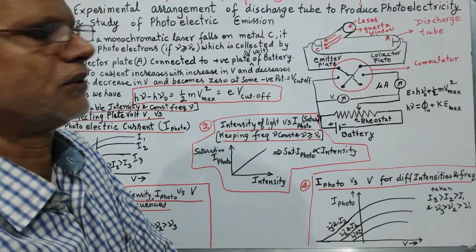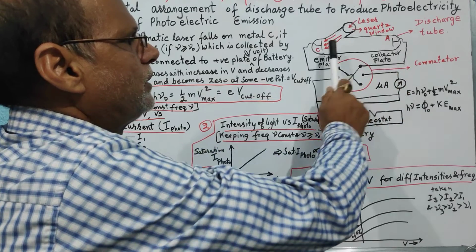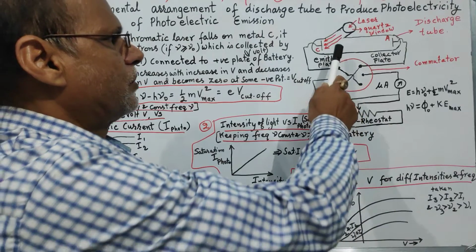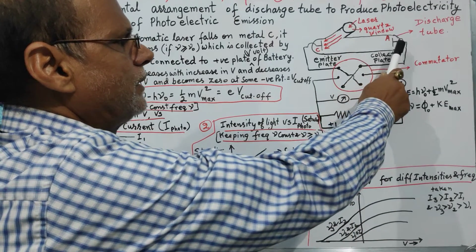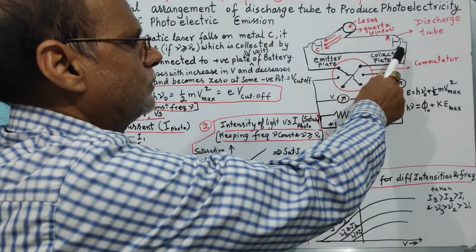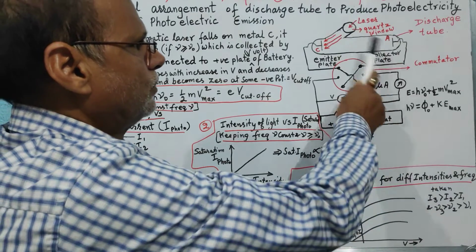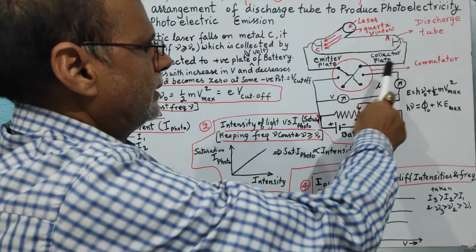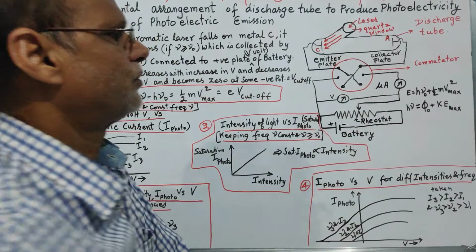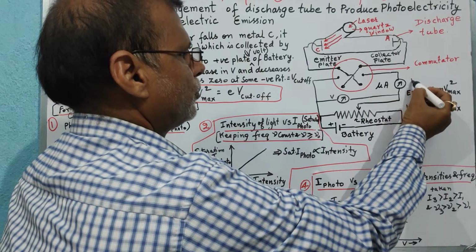The metal plate starts releasing photoelectrons. If we keep a plate over here which is positively charged, it will naturally attract those electrons. The electrons are received by this plate, which is also known as the collector plate, connected to the positive terminal. The electrons received here pass through the ammeter, and therefore the photoelectric current can be measured. So this device measures the I photo.